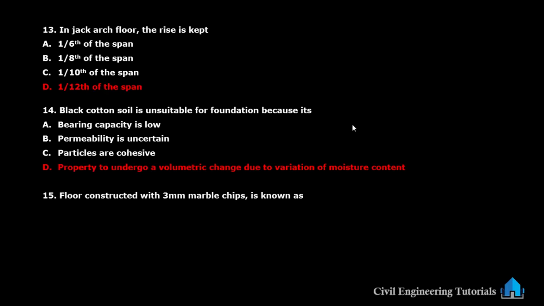Next question. Floor constructed with 3 mm marble chips is known as option A, mosaic floor, option B, terrazzo floor, option C, chips floor, option D, marble floor. So the answer is option B, terrazzo floor. So floor constructed with 3 mm marble chips is known as terrazzo floor.